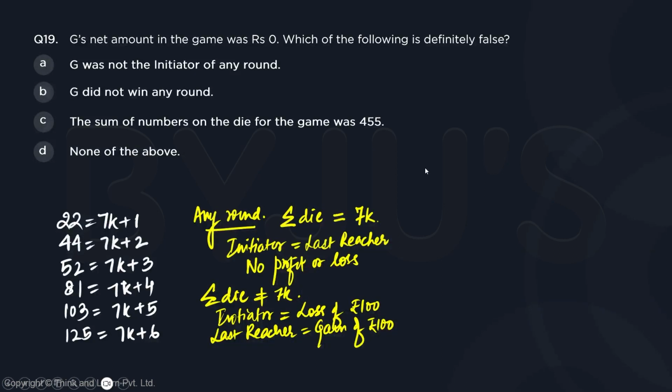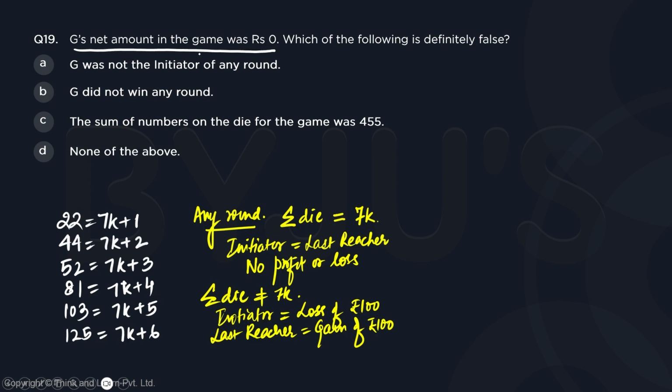Question number 19. G's net amount in the game was ₹0. Which of the following is definitely false? If somebody's net amount in the game was ₹0, that means G is the initiator as well as the last reacher in all the rounds. And if he is not the initiator or the last reacher in any of the rounds, he is definitely not the last reacher if he is not the initiator.